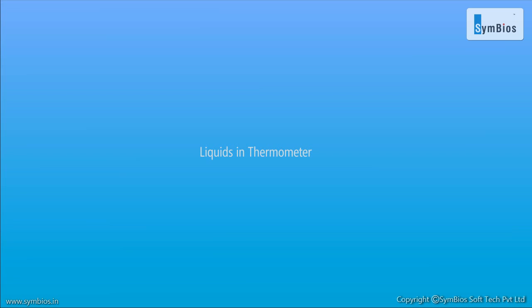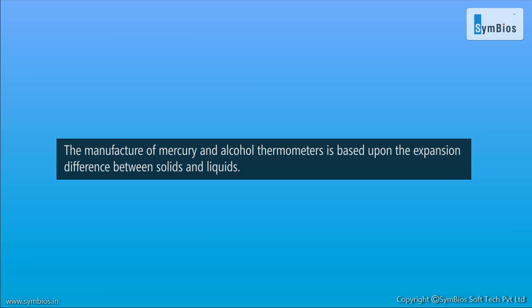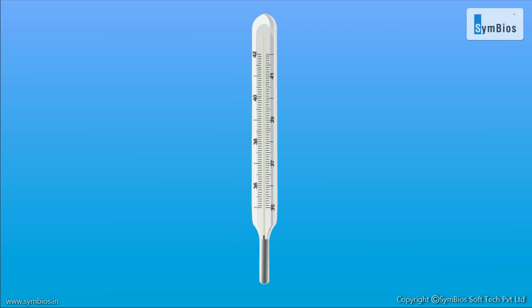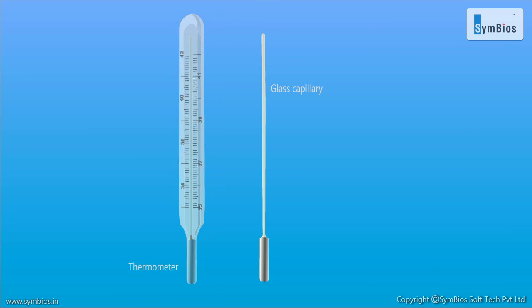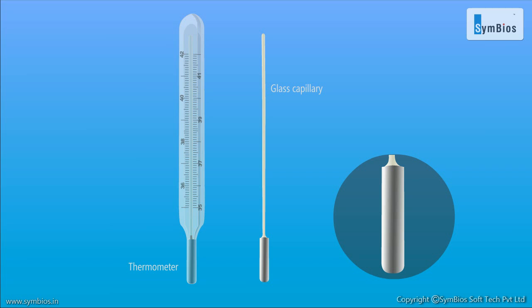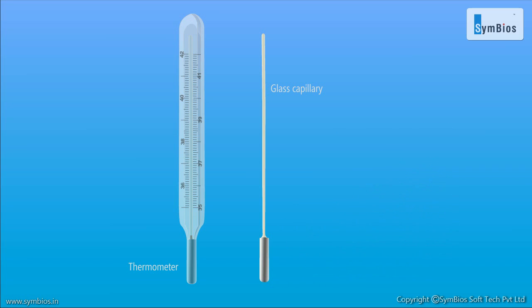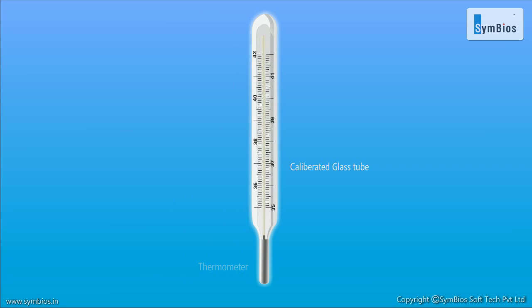Liquids in thermometer. The manufacture of mercury and alcohol thermometers is based upon the expansion difference between solids and liquids. A thermometer consists of a glass capillary ending in a bulb shape which is filled with a small amount of liquid, either mercury or alcohol, in the form of stained red ethanol. This liquid-filled capillary is protected and placed in a calibrated glass tube.